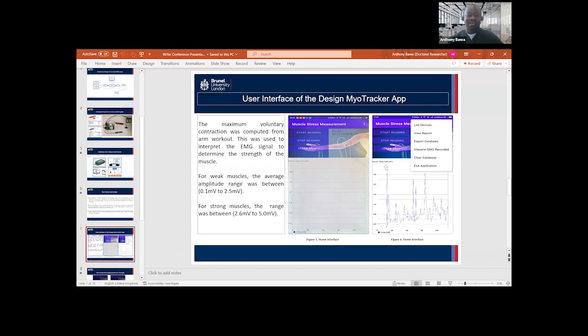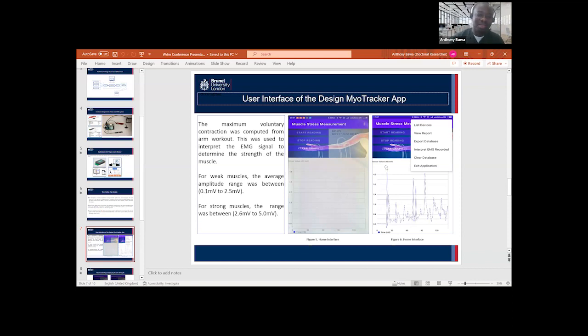Now, in trying to determine muscle signals, you look at the main components that allow you to determine the strength of a muscle, such as the mean absolute value, the root mean square, the mean frequency, and the maximum voltage contraction. So what we did was attach these two systems to an arm workout, allowing the user to lift some form of lightweight to determine the muscle signal.